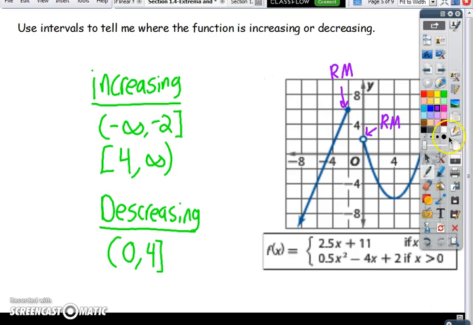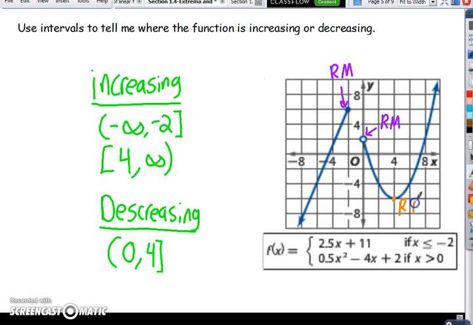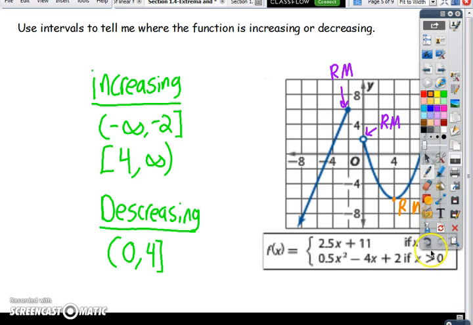Where's a relative min? A relative min is right there. Why? It's smaller than all the points around it. Is it the absolute? No, because I can find points over here. My arrow goes down to infinity that make it so it's not an absolute.